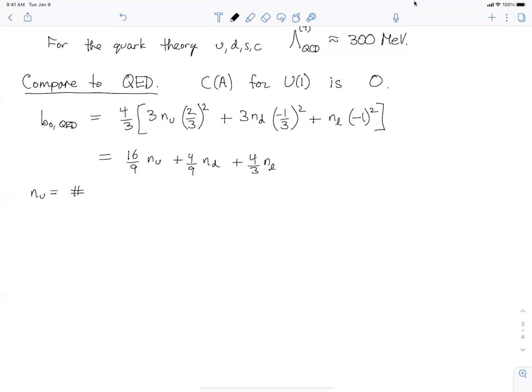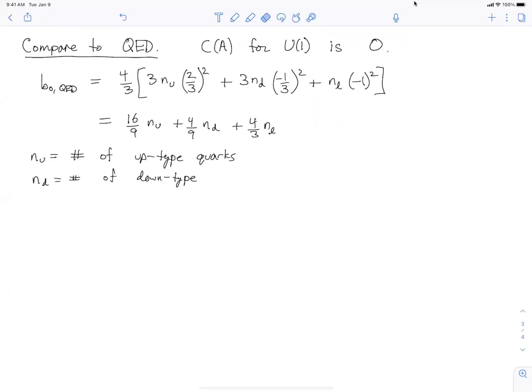the number of up-type quarks, meaning up, charm, or top, right? So it's either going to be 1, 2, or 3. ND is the number of down type, meaning down, strange, or bottom. And NL is the number of charged leptons. Neutrinos don't count because they don't have charge, so they just don't even talk to QED.